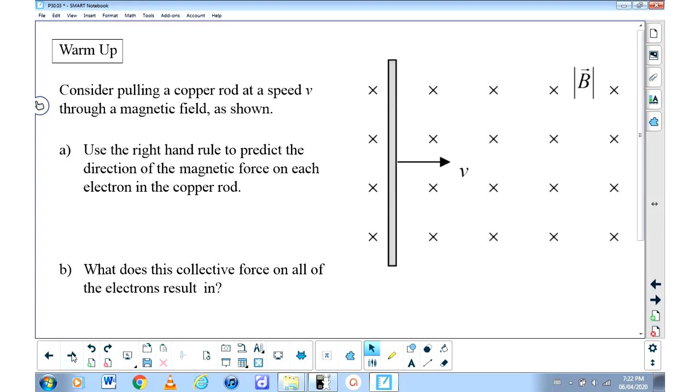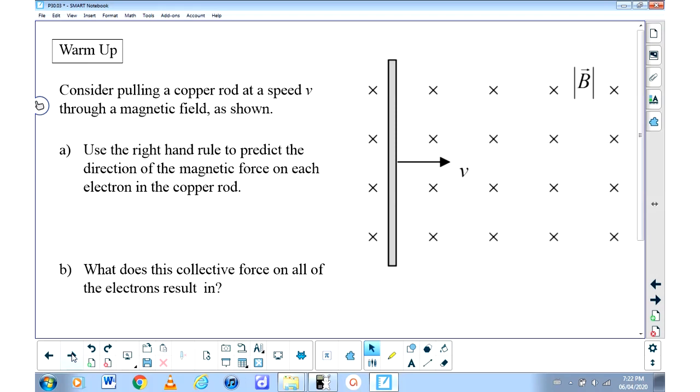If we have a magnetic field, and the magnetic field you can see is directed into whatever you're looking at, and we take a copper rod, so this is a solid piece of copper. It's not a pipe, it's a rod. And we pull it at a certain speed, doesn't matter what the speed is, but we move it left to right through that magnetic field.